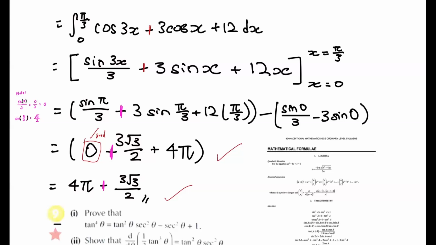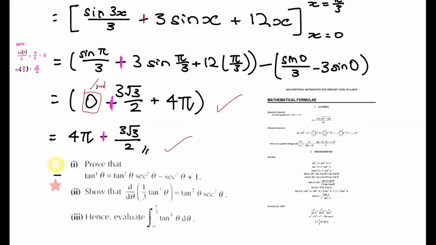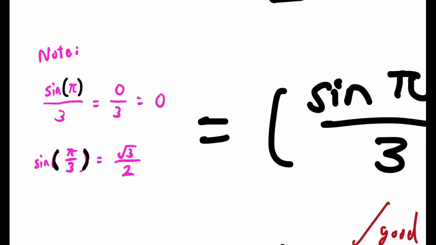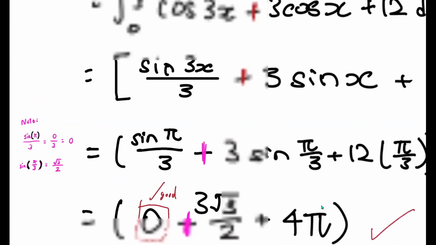Good. And also a point to take note, sine pi over 3, you understand it is different from sine pi over 3. Can you see the difference? Don't be confused, okay? Sine pi with the 3 all the way below, versus pi over 3 inside the brackets of sine. Very different idea. Okay, good. Moving on.